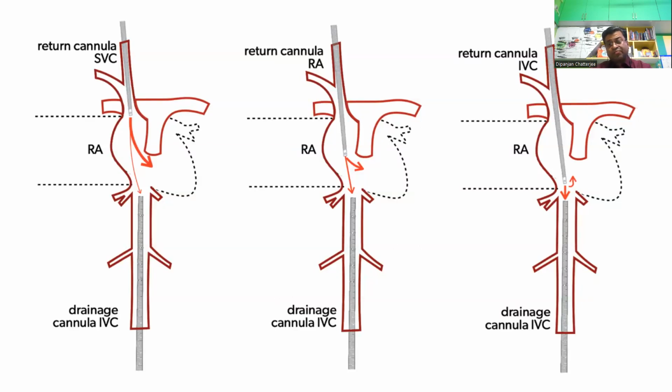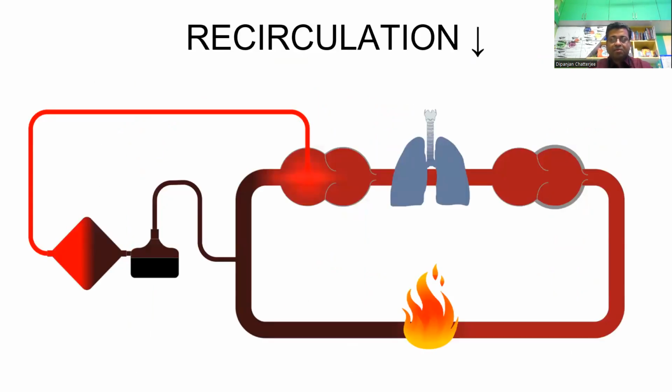You are still having 4 liters of ECMO flow, with it getting adequately oxygenated blood. This oxygenated blood is again passing through the venous drainage cannula. So the net oxygen delivery to the tissues is hampered. So to prevent recirculation, we keep the cannula tips far away.